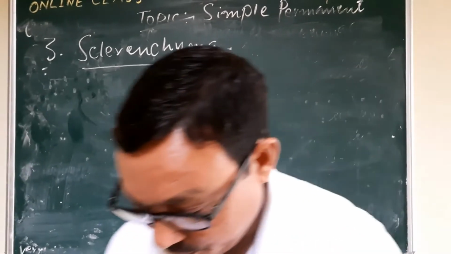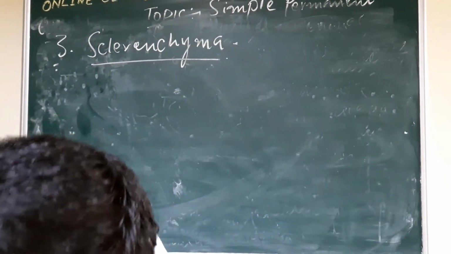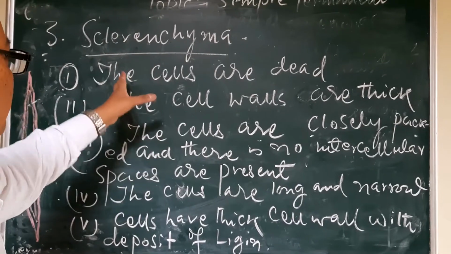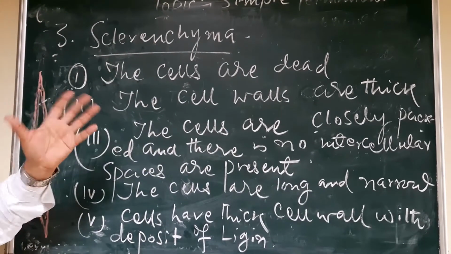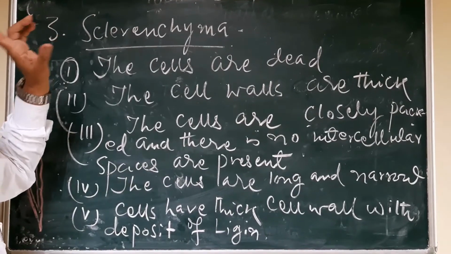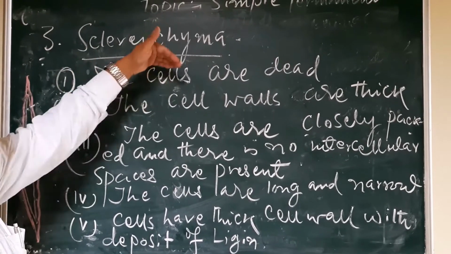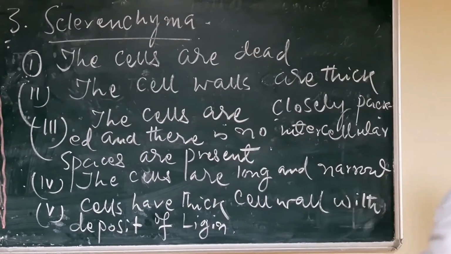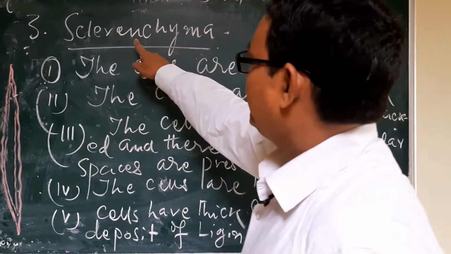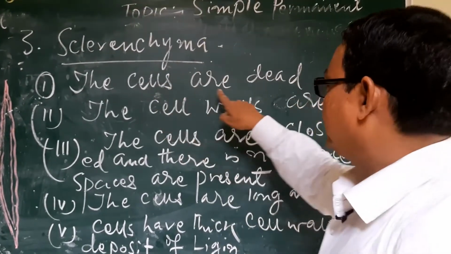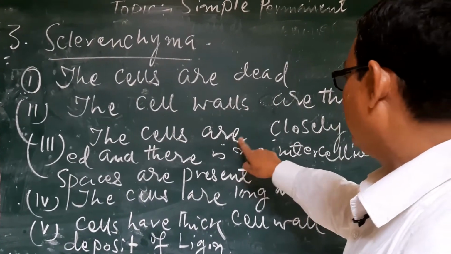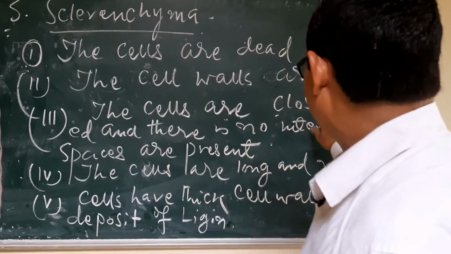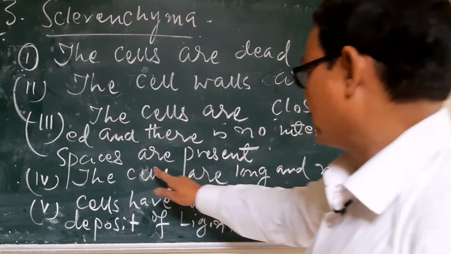Here are some special features of this tissue. I have written some special features of the Sclerenchyma. Out of the three different types of simple permanent tissue, the first two which we have discussed so far, Parenchyma and Collenchyma, are living, and only this Sclerenchyma is dead. The cells are dead, and the cell walls are thick. Why are the cell walls thick? It is due to the deposit of lignin. The cells are closely packed, and there are no intercellular spaces.